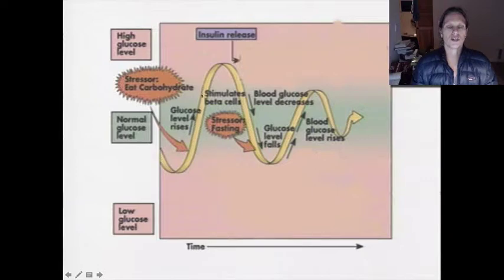Blood glucose level starts to rise, the beta cells of the pancreas release insulin, and that causes the glucose to move into the cells, so blood glucose starts coming down. Excess glucose would be stored in the form of glycogen. As blood glucose levels fall, like with a sustained fast, then the alpha cells are going to release glucagon, which is going to then cause the glycogen to get released, and the blood glucose levels will then rise.